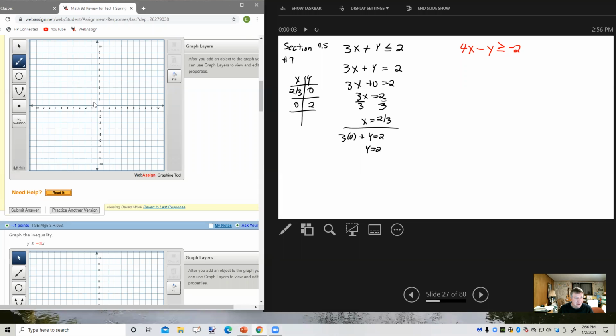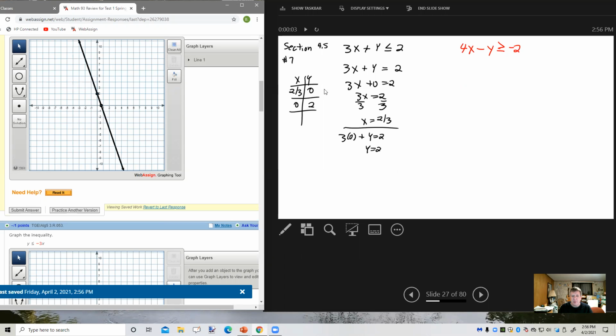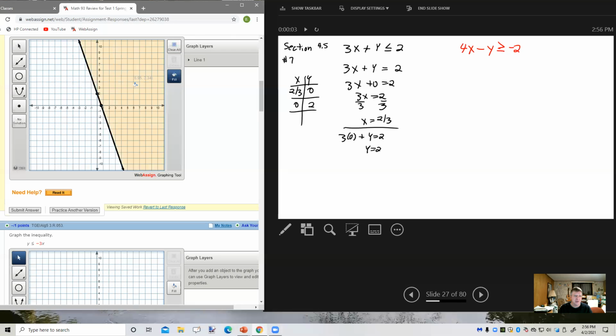Now when I go to graph 2/3, 0, it's going to jump over to 1, but don't panic, we'll come back. 0, 2 is right there. So my first point is 2/3, 0, and my second point is 0, 2. Looking at the original inequality, we see that it includes equals, therefore the line should be solid. I need to pick a test point to figure out which side of the line to shade.